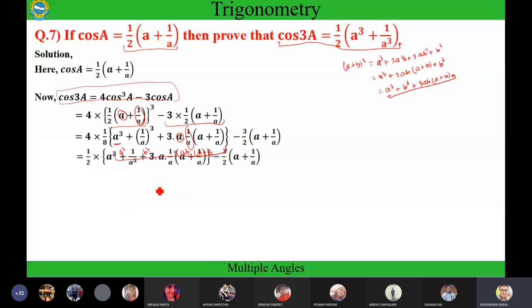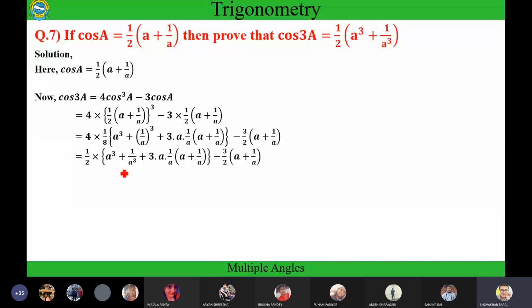So after further simplification, it will be a cube plus 1 by a cube. 1 cube is 1, a cube is a cube. So plus 3a times 1 by a times (a plus 1 by a) minus 3 by 2 (a plus 1 by a). 1 by 2 times a cube plus 1 by a cube. See here, as I need it in the same format, I'm just collecting the terms. Multiplying by 1 by 2, I keep a cube plus 1 by a cube together, and a and 1 by a will cancel, okay.